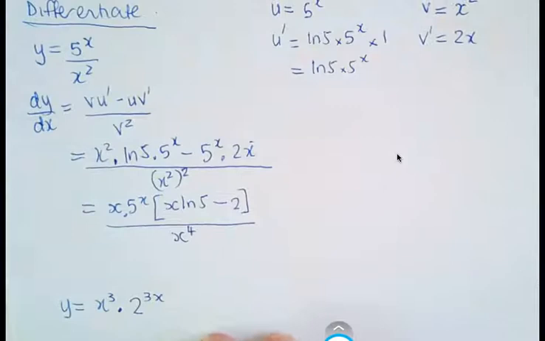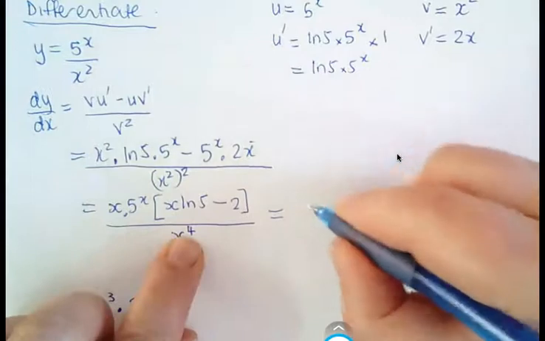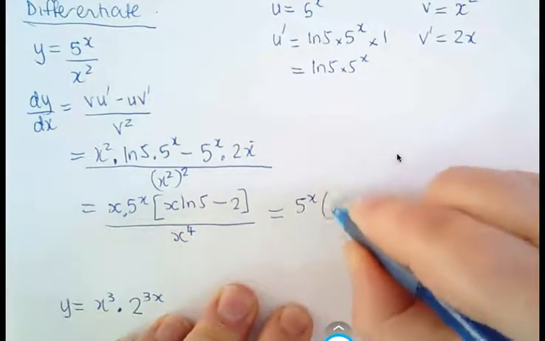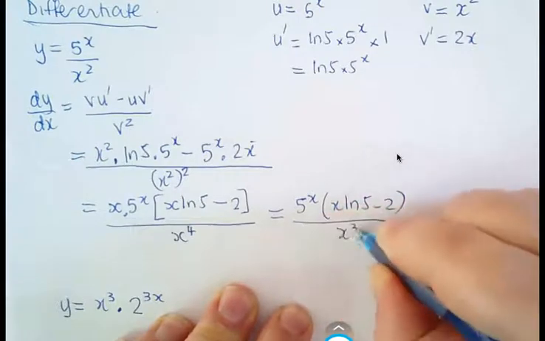x squared, squared is x to the power of 4. What could I cancel out? Anything cancel between the numerator and the denominator? 1 x. So that x will go and I'll end up with x cubed. So I've got 5 to the power of x, x ln 5 minus 2, over x cubed.